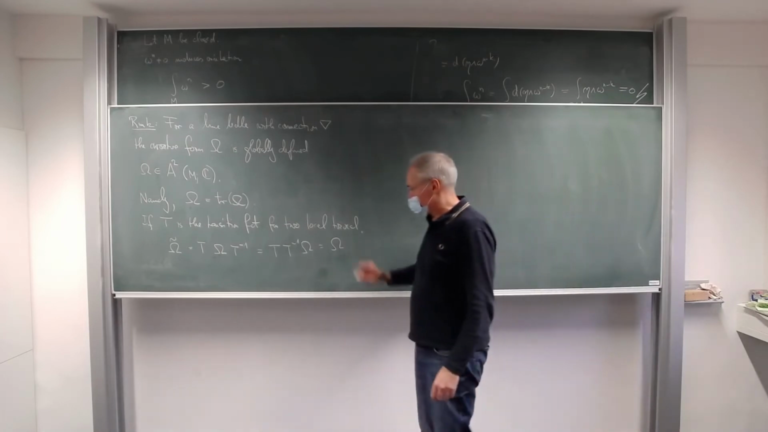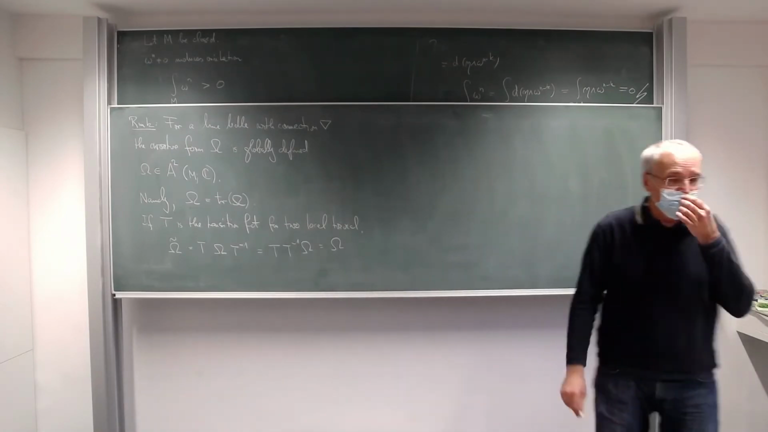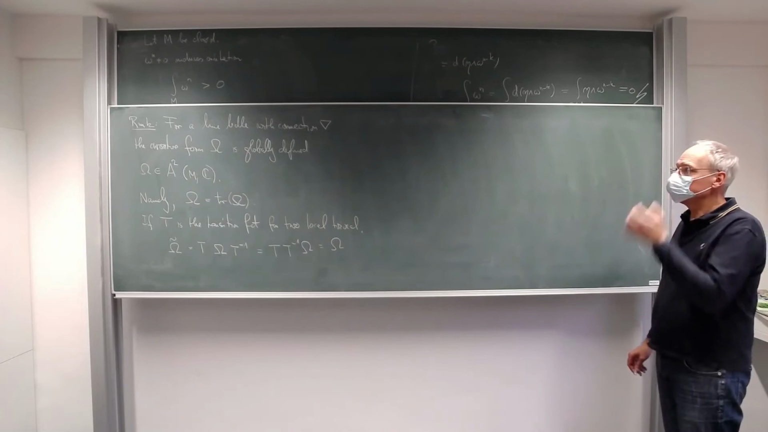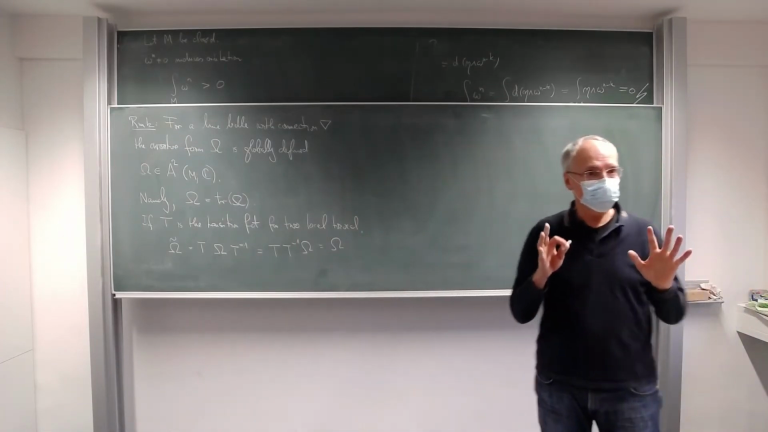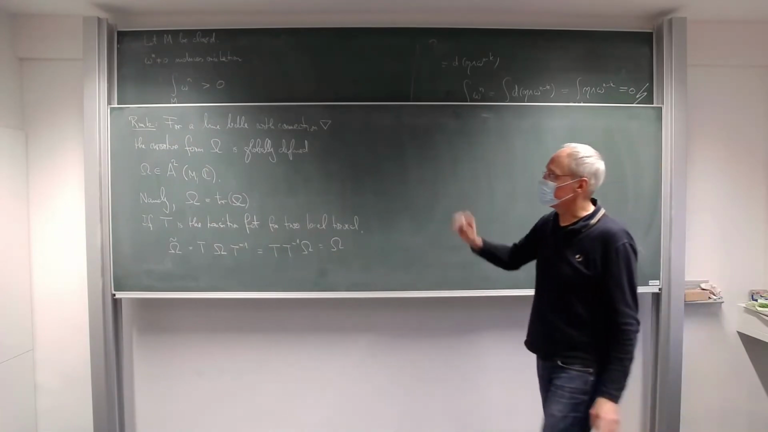So that's the way one should think of it. Even if the line bundle itself is not trivial, so that it cannot be globally trivialized, the curvature 2-form is globally defined in the case of a line bundle.